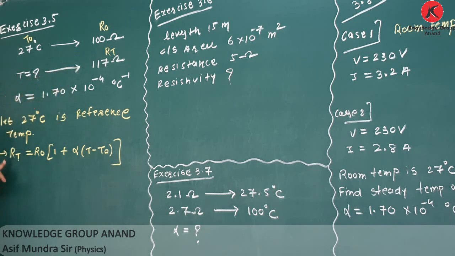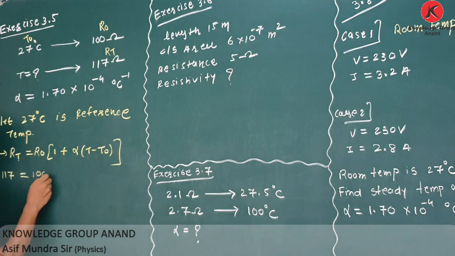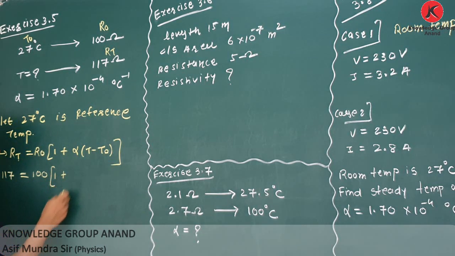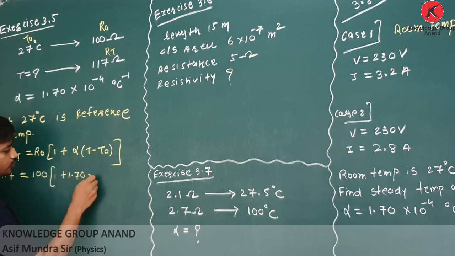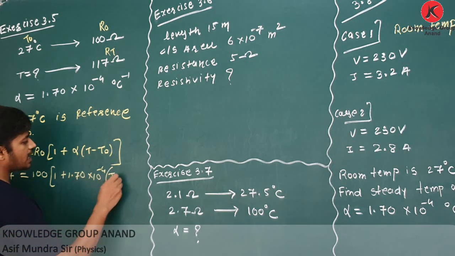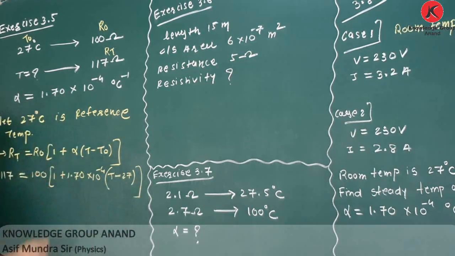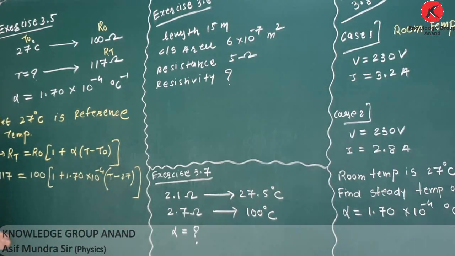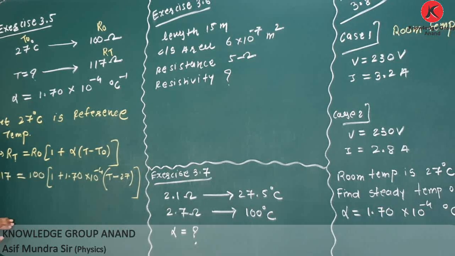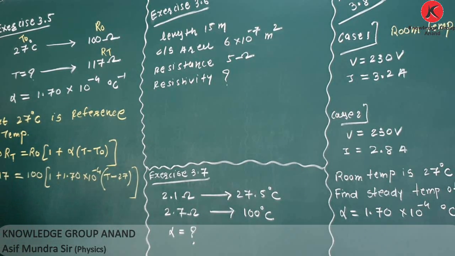What is value of RT? 117. Yes, it is 117. What is value of R0? It is 100. Okay, 1 plus what is value of alpha? 1.70 into 10 raised to minus 4. What is value of T? Question mark. And value of T0? It is 27. Clear about this? Now, it is mathematical step. You have to find its answer. Clear? From this, you have to solve this question.